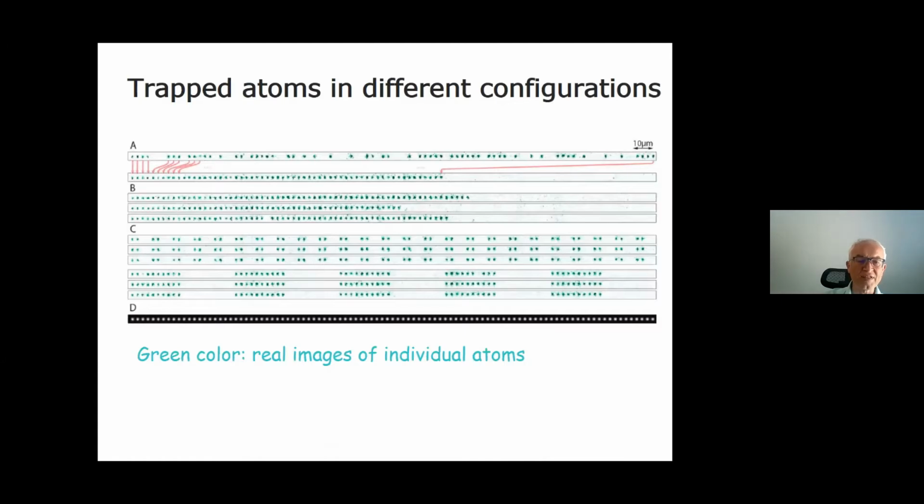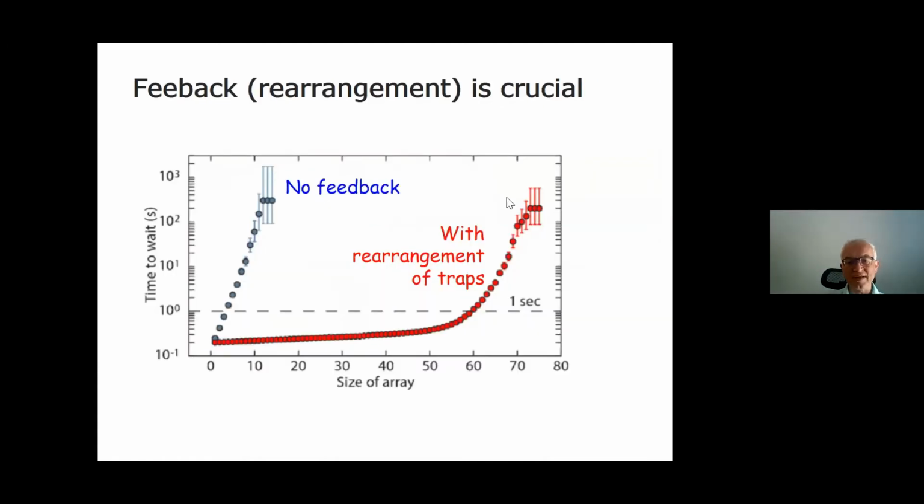Thank you for those questions. And so basically in 1D, at that time we could do 60 atoms or so within 1 second, deterministically loaded.